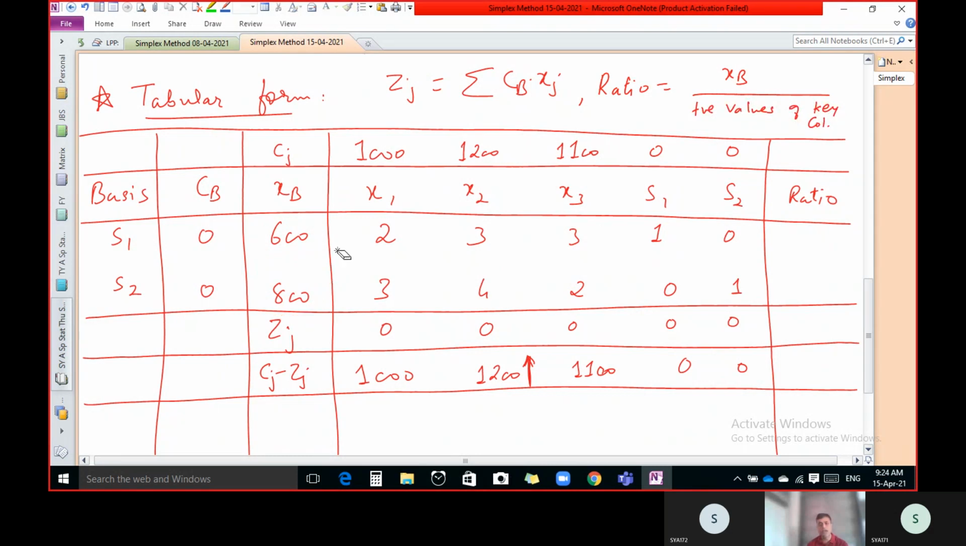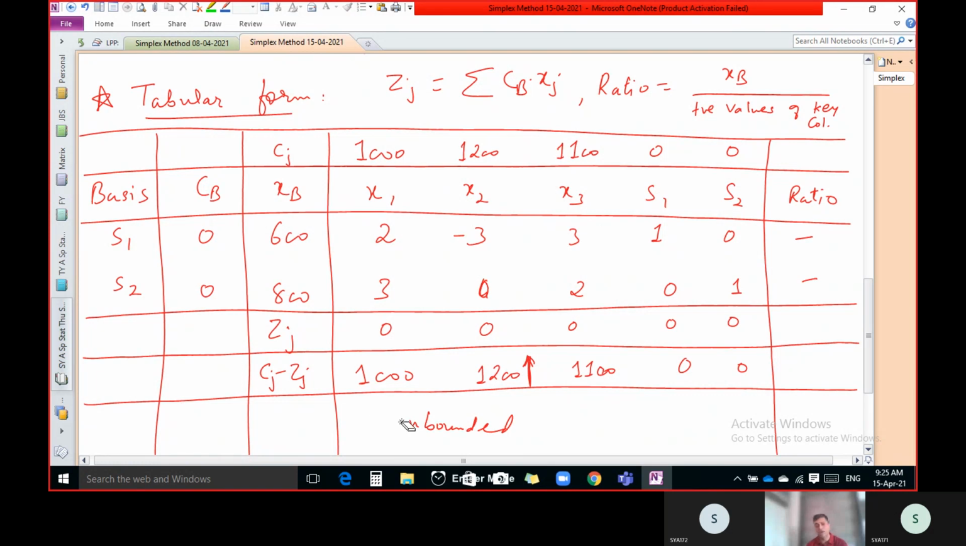In the key column, you have to see the positive values. These two are positive values. If a value is negative, don't take the ratio. If it is 0, don't take the ratio. If in the key column no value is positive, then we are not able to find the ratio, and in that situation you have to write only one sentence: the given problem has an unbounded solution. That is the end of the problem if no one is positive.